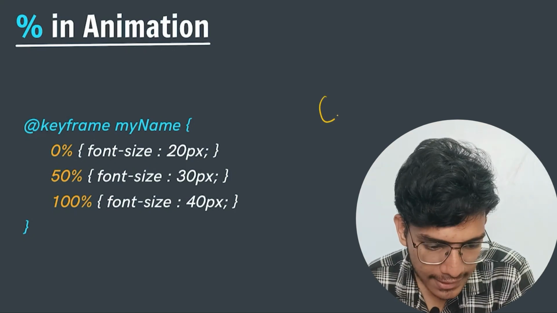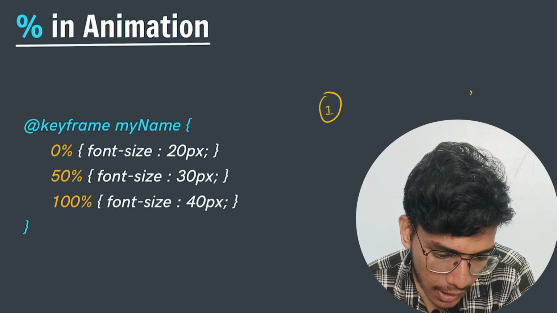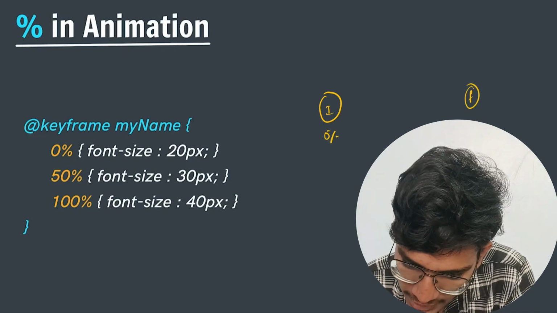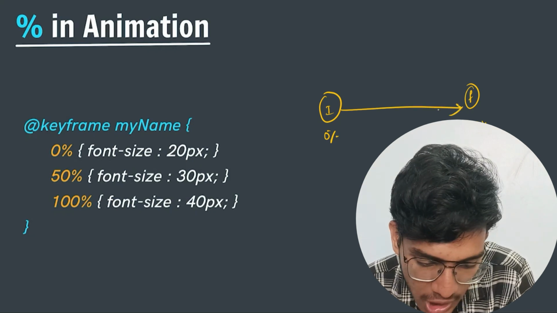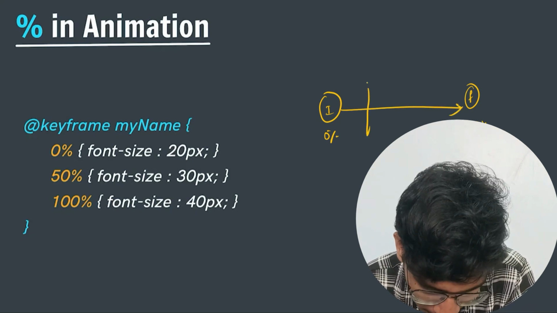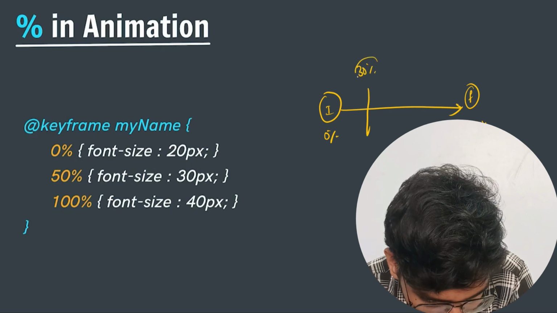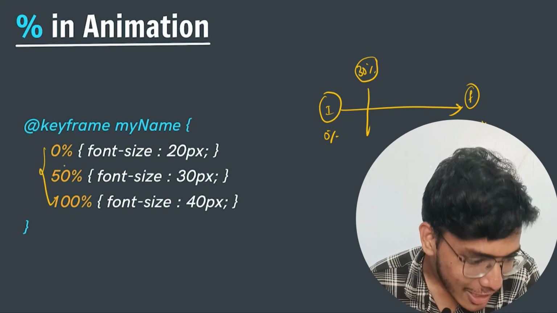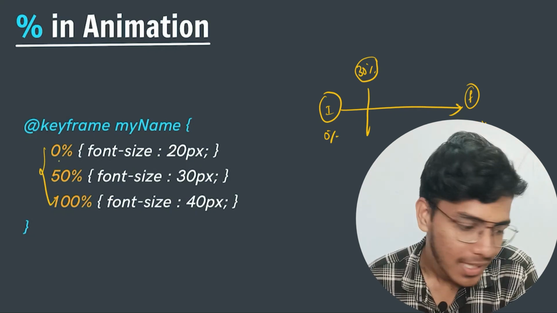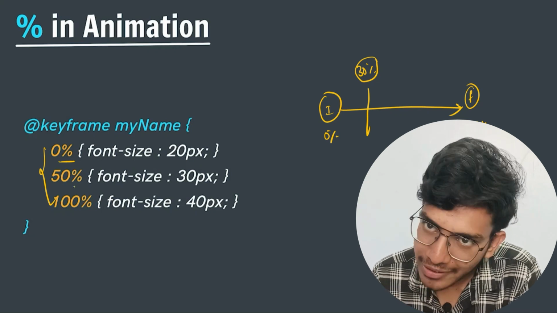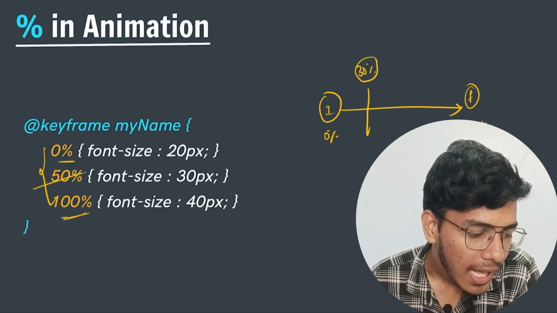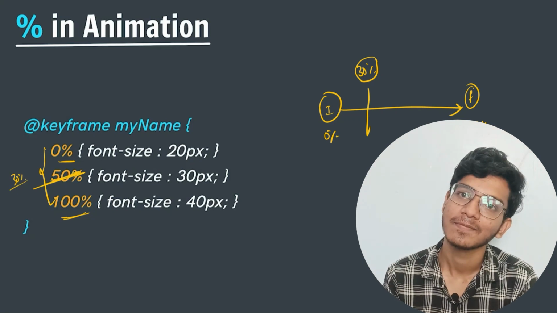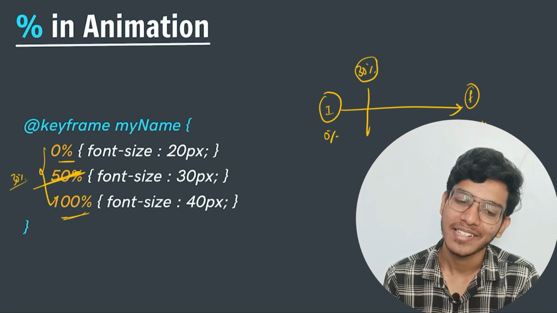Whenever the state transition is happening from the initial to the final state, let's say the initial state is 0% and the final state is 100%, and at 30% I want to give some new things, then I will use this concept. Instead of from, I will write 0%. Instead of to, I will give 100%, and at 30% I will write my new thing. Whatever I want to create, I will create it, right?